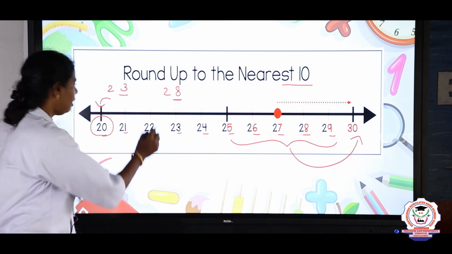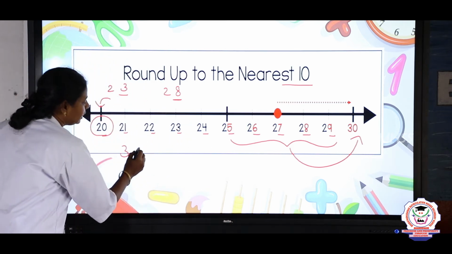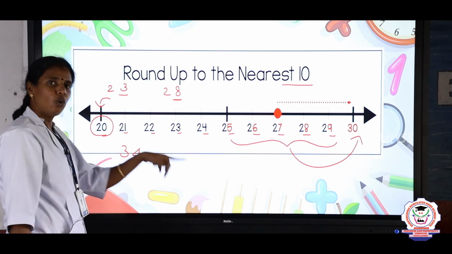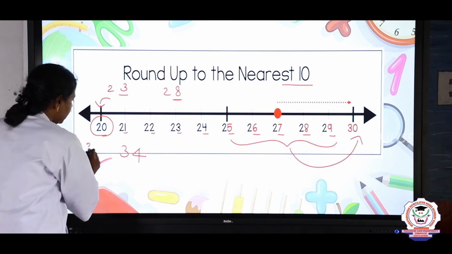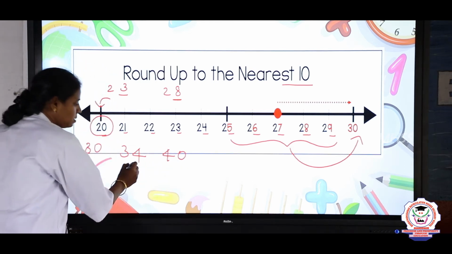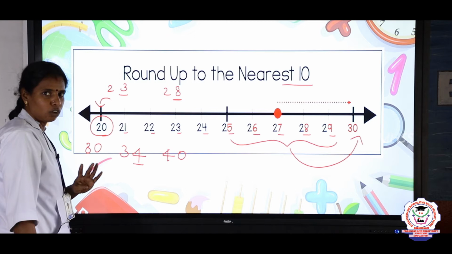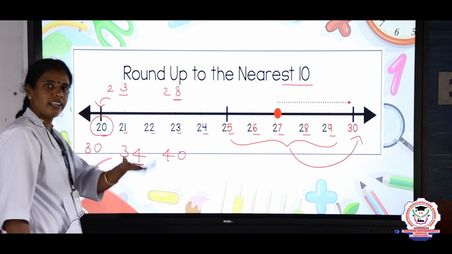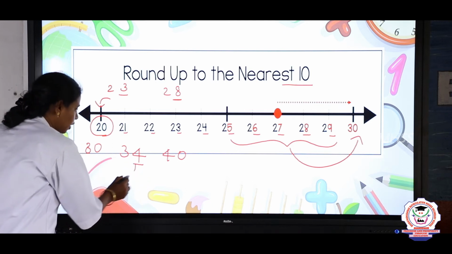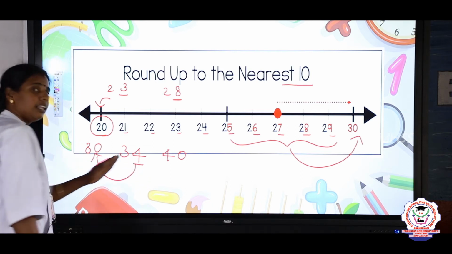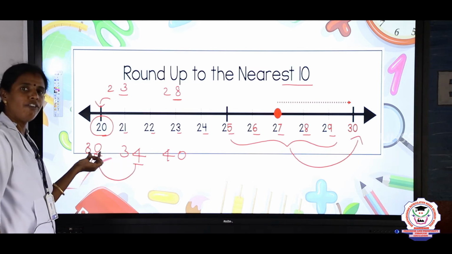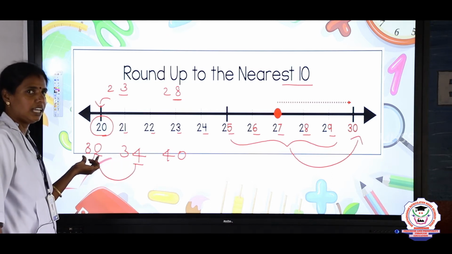For example, one more question: if you take 34, the number lies between two tens, which are 30 and 40, right. Here in the ones place, what is the number? 4. Is it less than 5 or greater than 5? 4 is less than 5. So, the number is rounded off to the previous ten, which is 30. So, the nearest ten of 34 is 30.